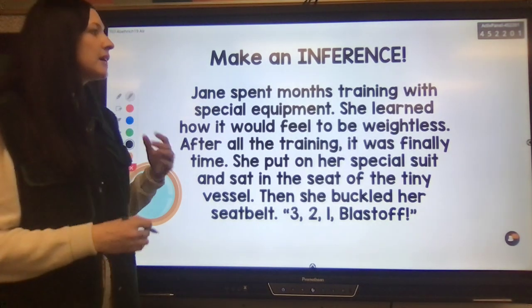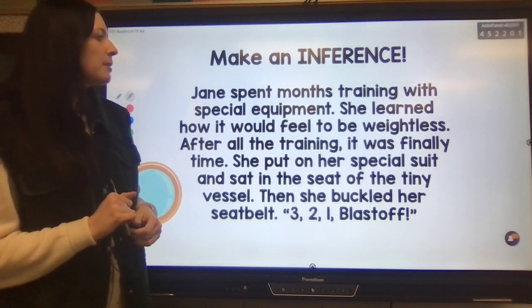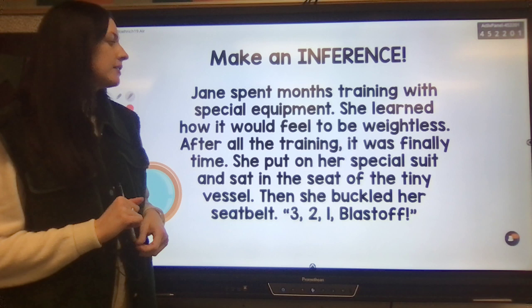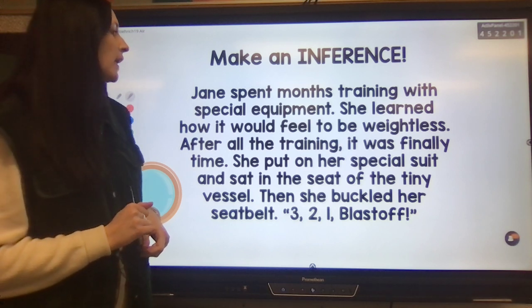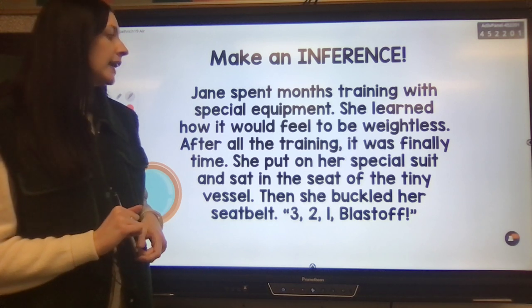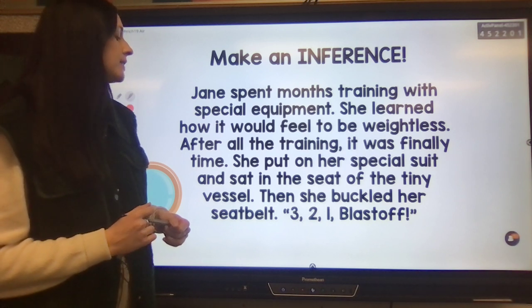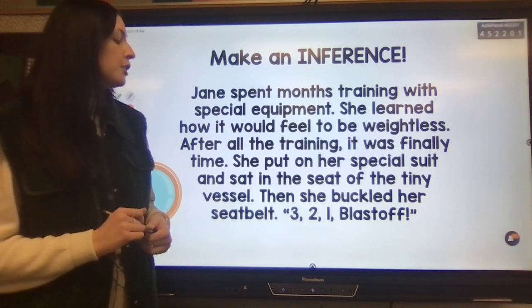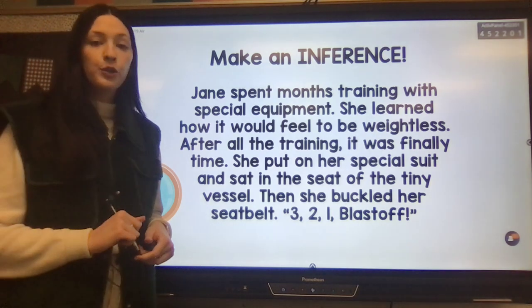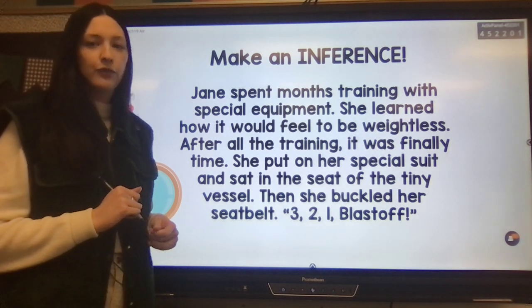So let's make an inference based on what we read here. Jane spent months training with special equipment. She learned how it would feel to be weightless. After all the training, it was finally time. She put on her special suit and sat in the seat of the tiny vessel. Then she buckled her seatbelt. 3, 2, 1, blast off.